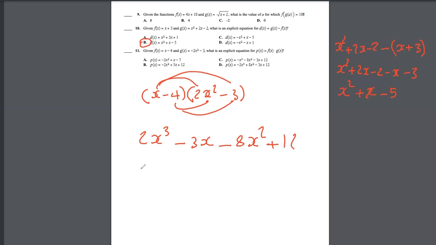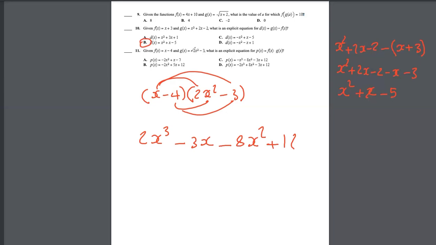And this, you cannot collect any like terms. You could write this in degree order though, but then we're just going to look in here and see which one has 2x cubed. Hold on a second, 2x cubed. Hold on a second, did I miss something?